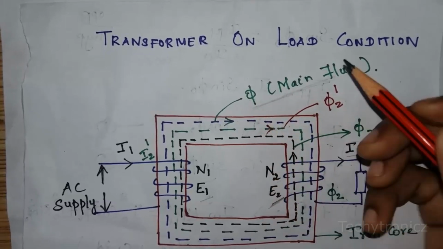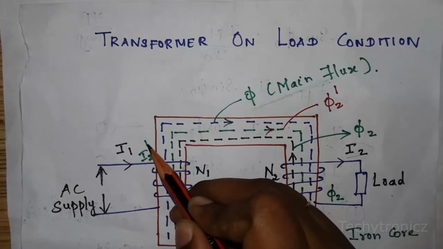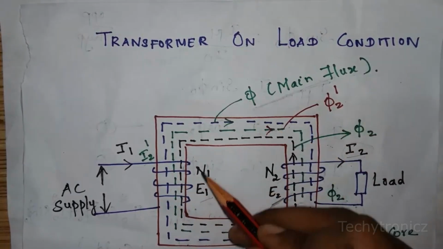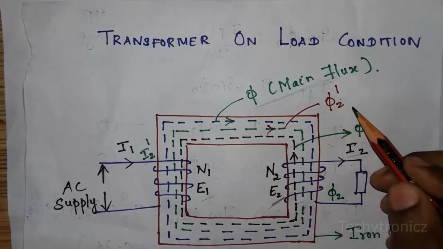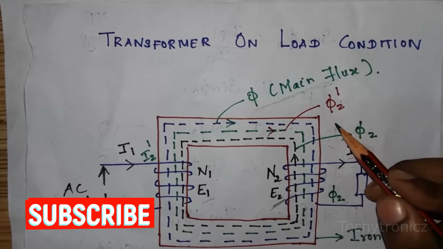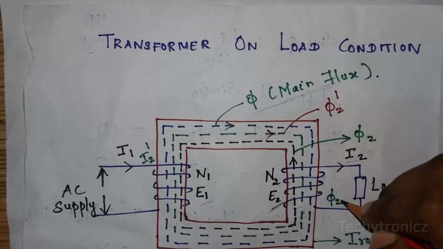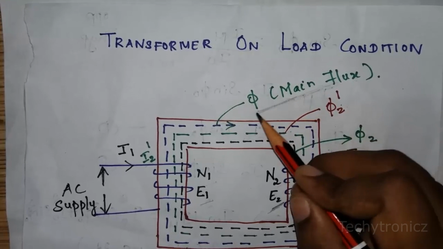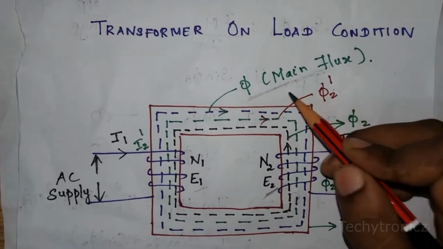When it gets weaker, the AC supply automatically draws an extra current, that is I2 dash. When this I2 dash flows on the primary side, a new alternating flux is created, that is phi 2 dash. Phi 2 dash and phi 2 are equal in magnitude and opposite in direction, so they cancel each other. At last, which flux remains constant? The main flux phi only will remain constant. Hope you all understand this video.